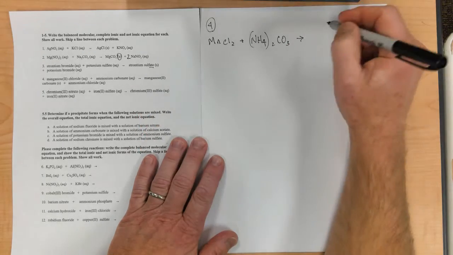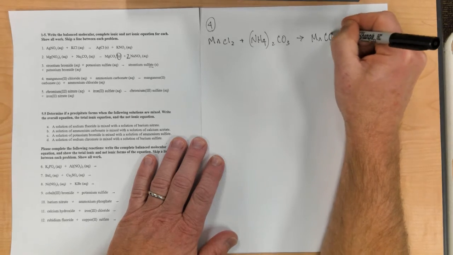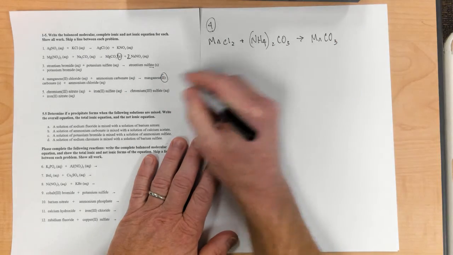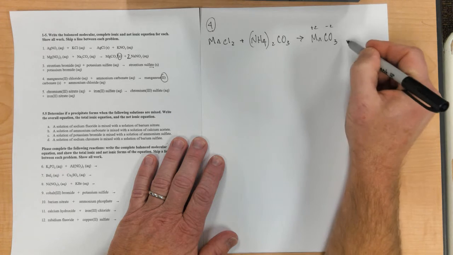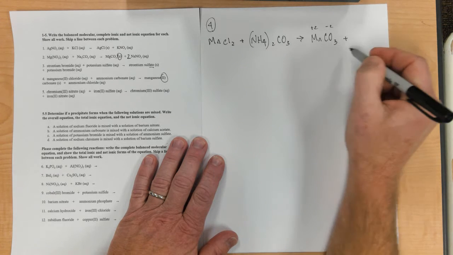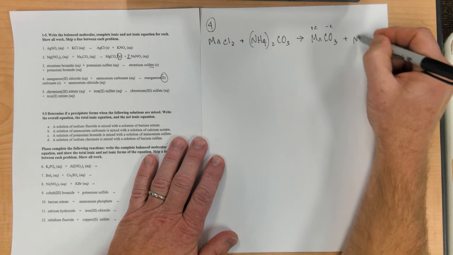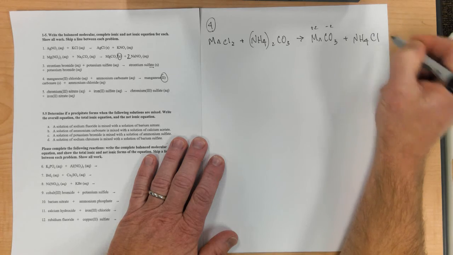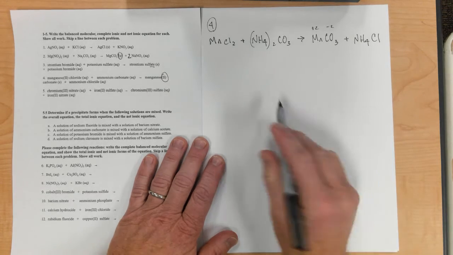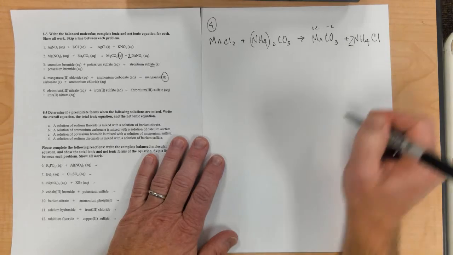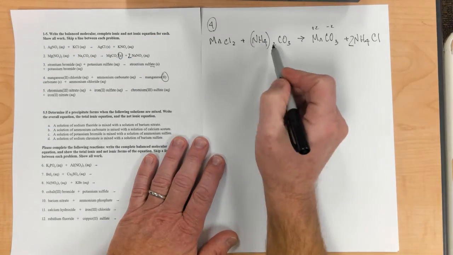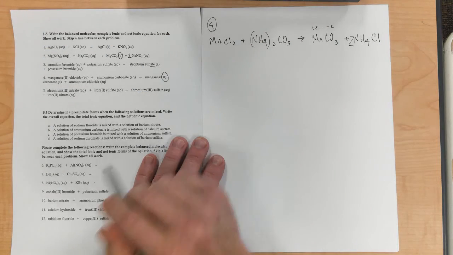And then manganese carbonate over here is MnCO3, and notice it's manganese 2, so that's +2, and carbonate's -2, so that ends up being MnCO3. And then we end up with ammonium chloride, so NH4Cl right here. To balance this equation, we'll need a 2 in front of the NH4Cl. That takes care of this 2 and this 2 right here.